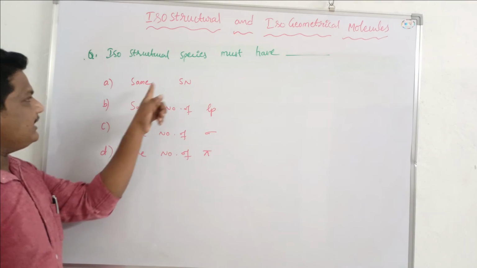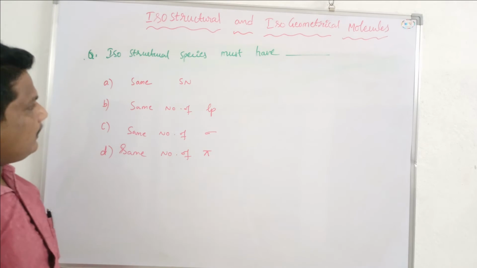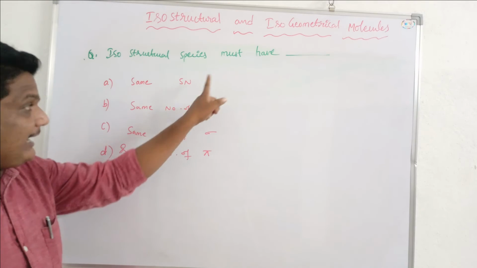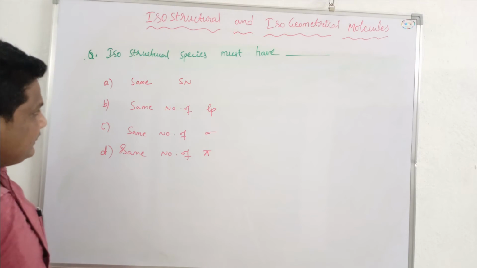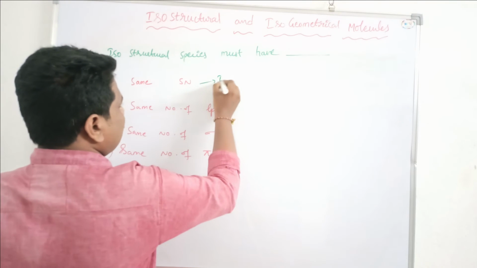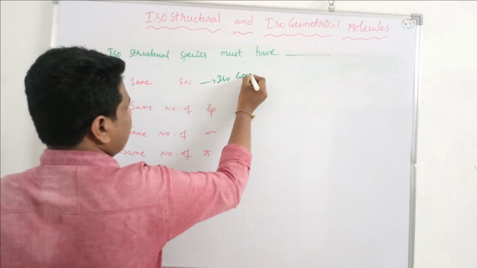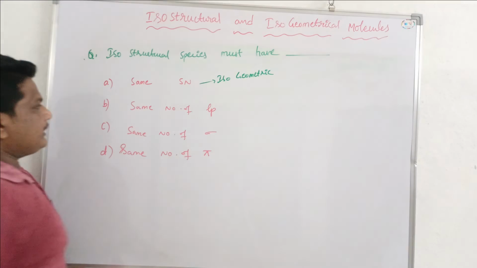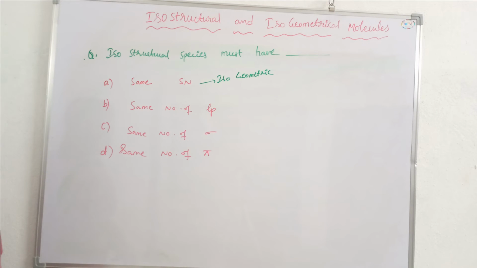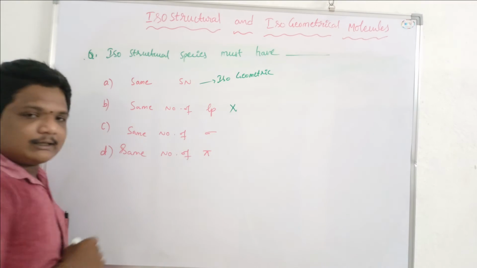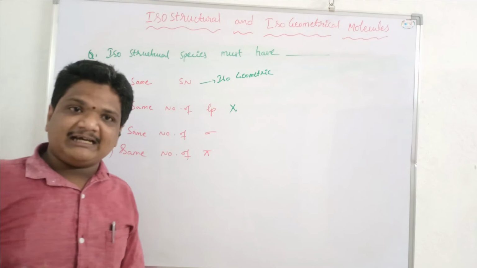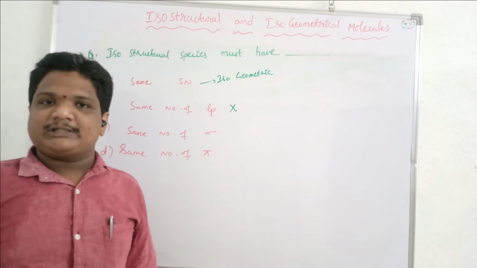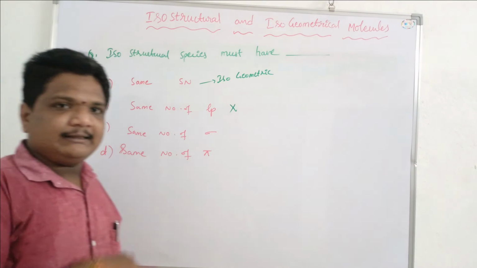If they are containing the same steric number, they can act as isogeometric species. So in this case, these are isogeometric, so they are not isostructural. In the case of the same number of lone pairs, it is not required, so it is not correct. Even though they are not having the same number of lone pairs, they are also having the same kind of shape, as we have already seen in the previous one.